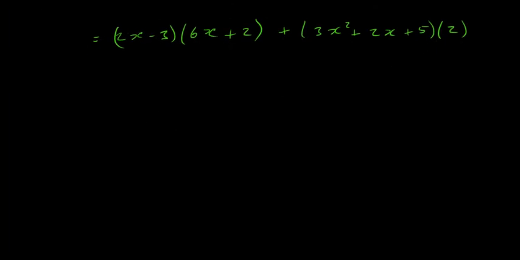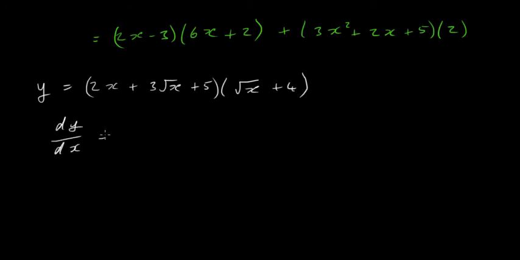So let's go back to white again here. We've got y is equal to 2x plus 3 root x plus 5, and we'll multiply that by root x plus 4. Okay, so again we want dy/dx, that's going to be u dv/dx plus v du/dx. Again I'll take the first one as being u, the second one as being v, and we'll do this.